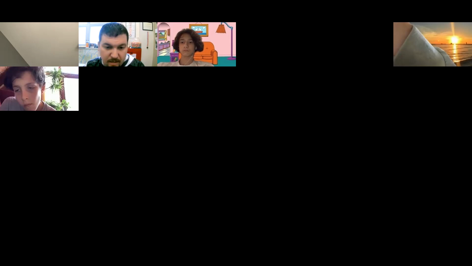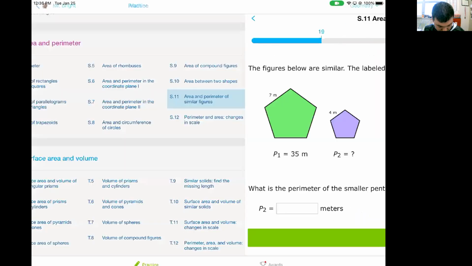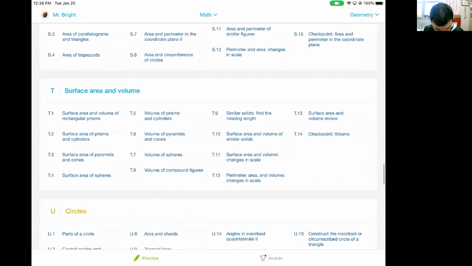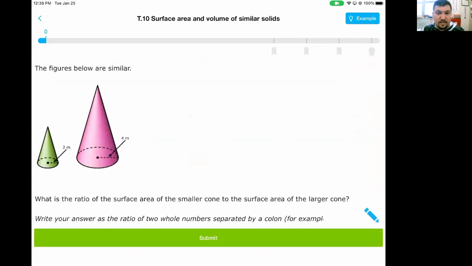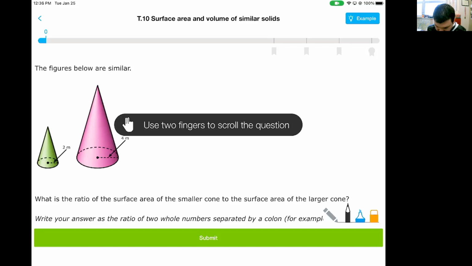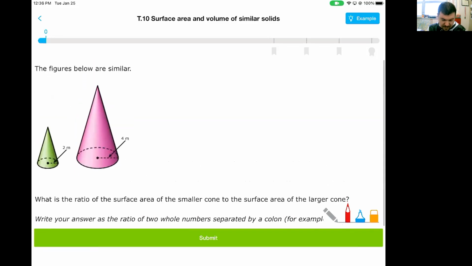Okay, so let me share. I'm going to go back to my iPad screen again and pull up T.10. This one is equivalent to the 8.4 homework that's actually due today, which was titled Surface Area and Volume of Similar Solids. Okay, 2 fingers to scroll the question. Excellent. The figures below are similar. It wants to know the ratio of the surface area of the smaller cone to the larger cone.